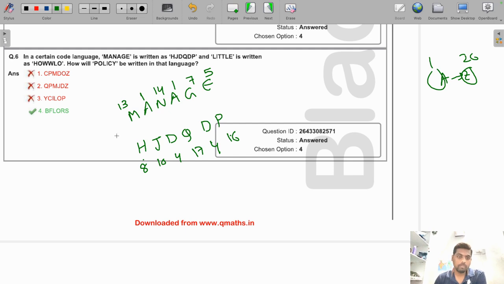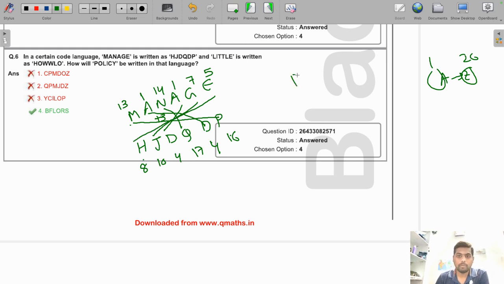So if you try to find out the logic, it will be 13 minus 5, 1 plus 9, 14 minus 10. So we are not getting the logic. If you observe closely, here 13, here 16, it is plus 3. Here 1, here it is 4, it is plus 3. Again here 14, here 17, plus 3, and 1, 4. So it will be in the reverse direction.